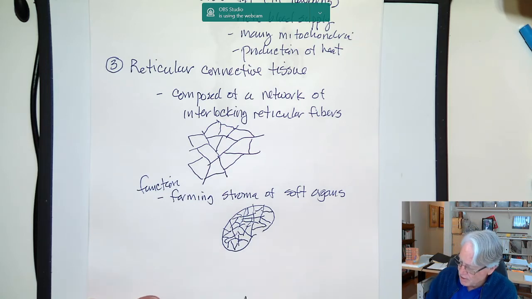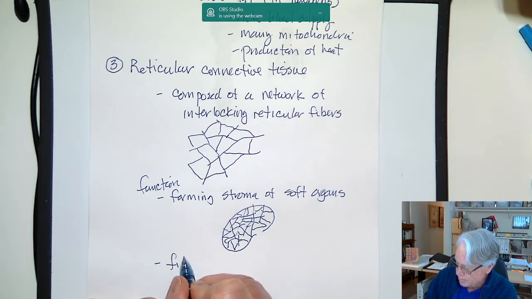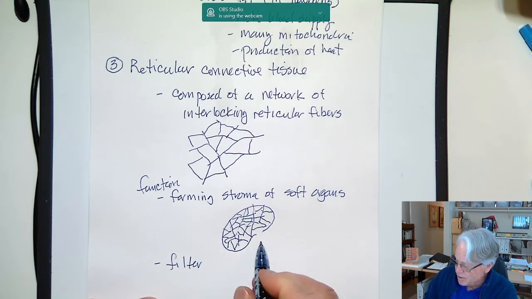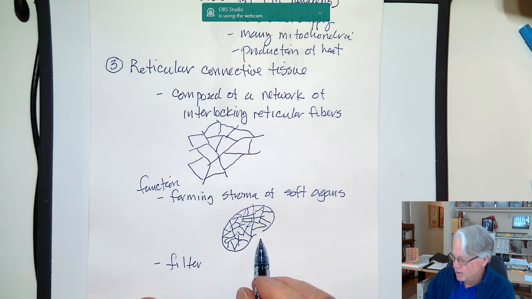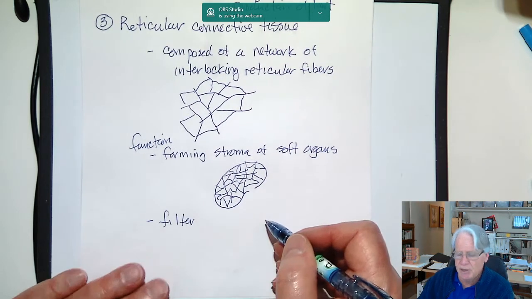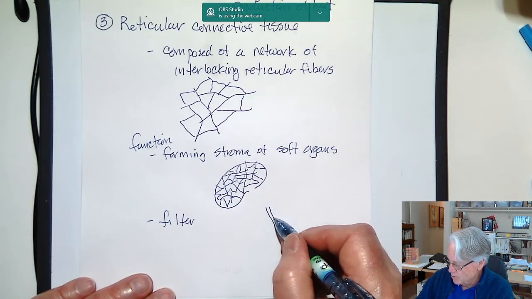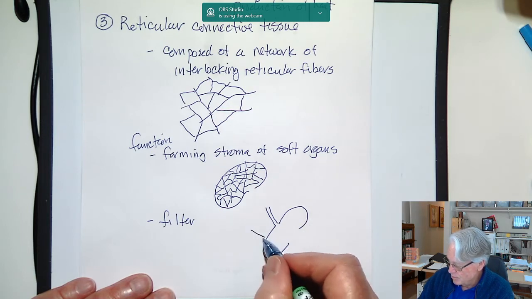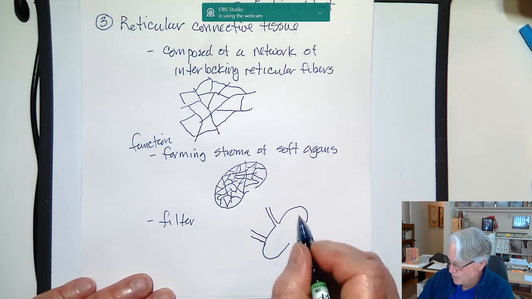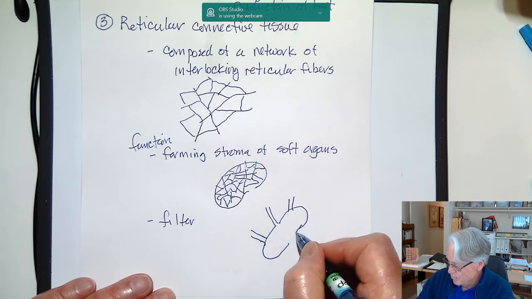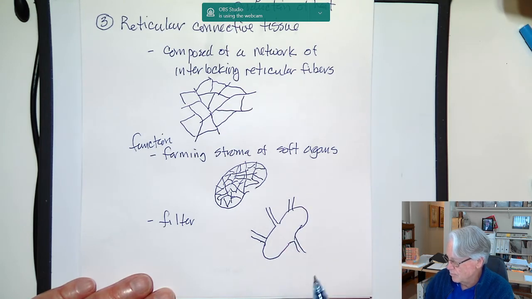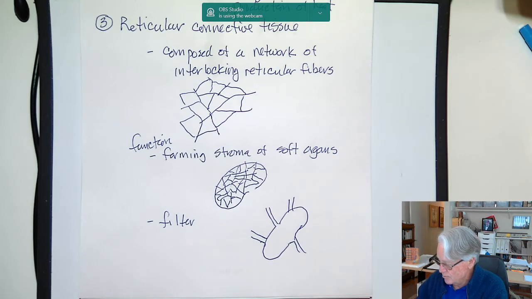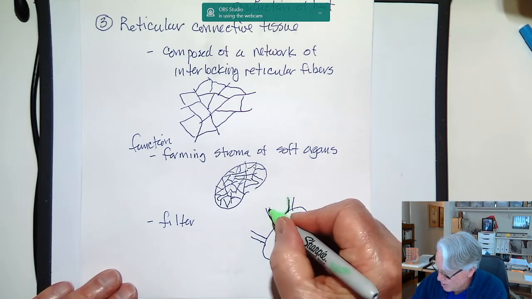Also, it acts as a filter, because in certain instances, and in particular lymph nodes, I'm going to draw another image here, and now I want to add some more information. Okay, so I'm not drawing this very well. You'll have to excuse me. Let me try to amend my ways here.